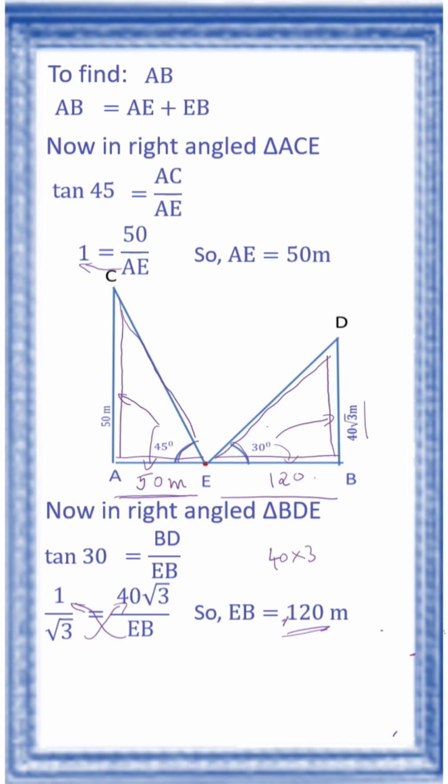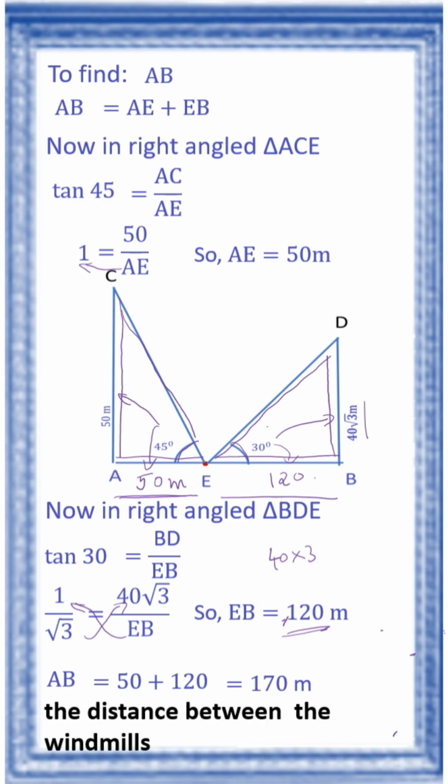So AB is equal to AE plus EB. AE is 50 meter, EB is 120 meter. So AB is equal to 170 meter. The distance between the windmills is 170 meter.